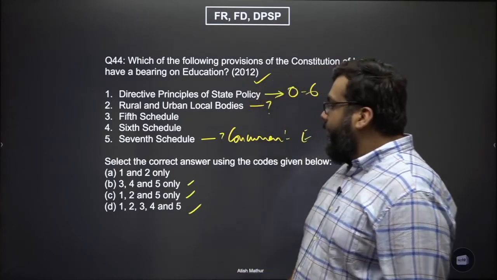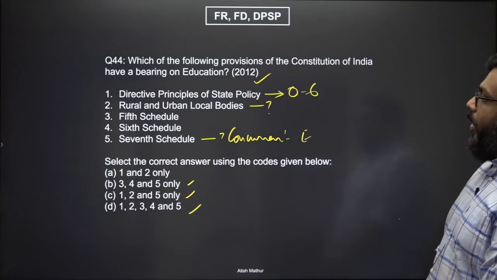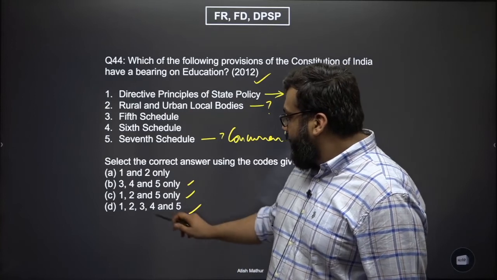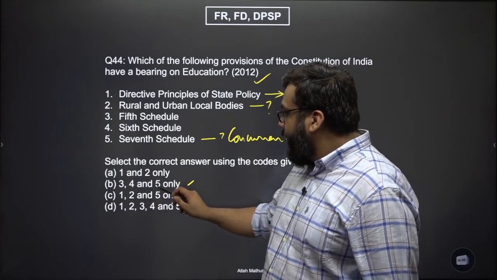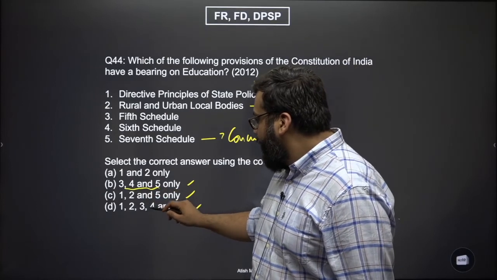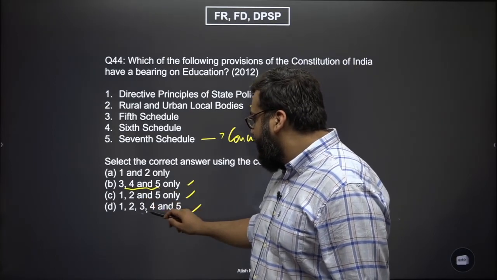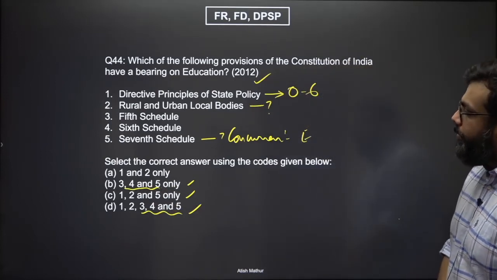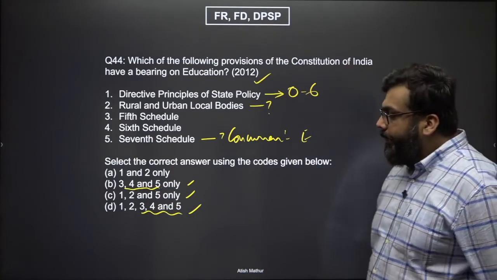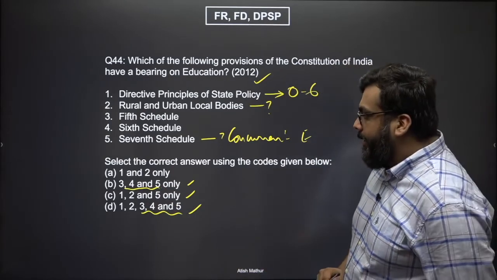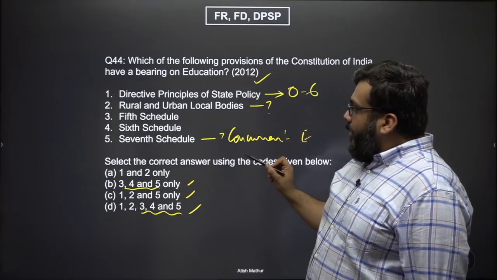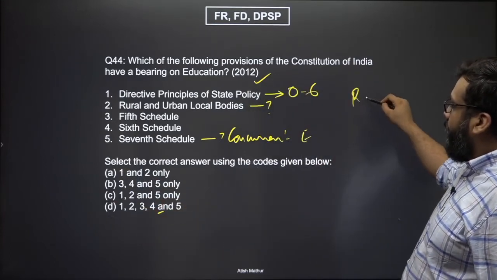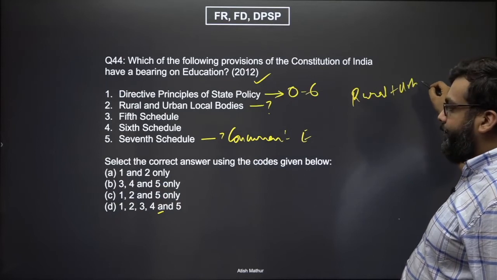B, C and D all have the 7th schedule. All right, which means if 5 is here in all of the options, at least 3, 4 and 5 is here, which means either 1, 2 and 5 or 1, 2, 3, 4 and 5, right? Now think about it. This is where you use a little bit of logic to get to the right answer. See the leftover combinations. We've got rural and urban bodies.